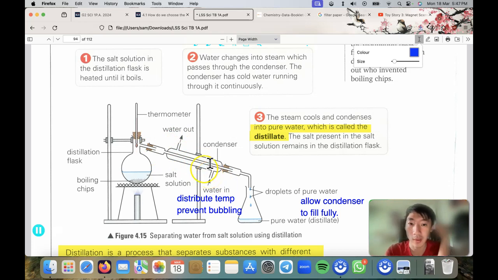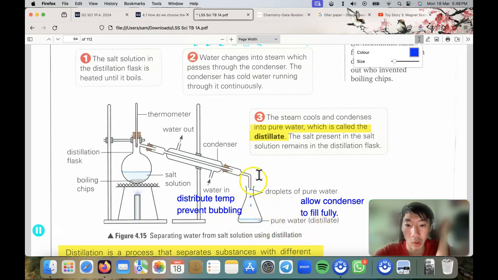So this condenser: as the water changes into steam, it passes through the condenser, and the condenser has cold water running through it continuously. The steam will then cool down and condense into pure water, which is called the distillate. The salt present in the salt solution remains in the distillation flask. So the steam goes through a condenser, turns back into water, and then drips out over here. We collect it in a flask and we call this the distillate.